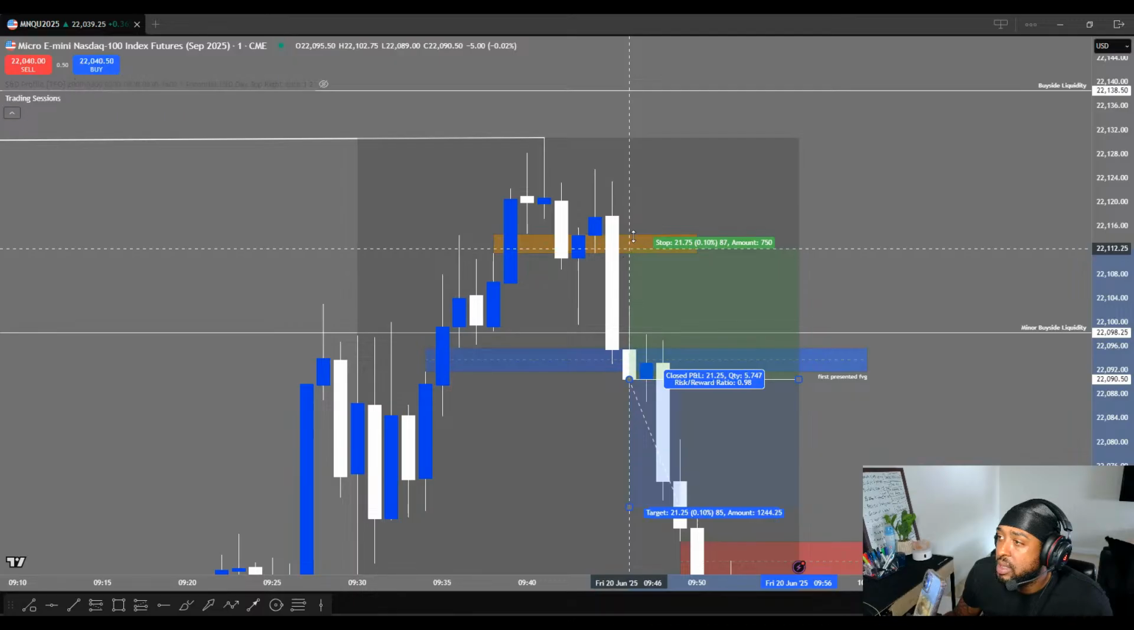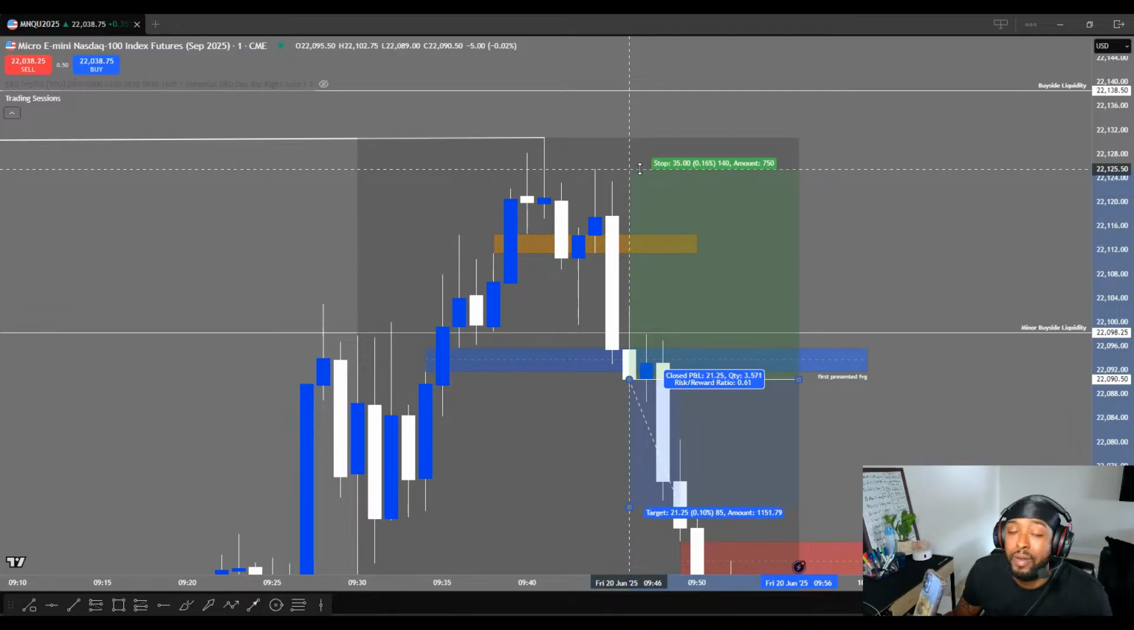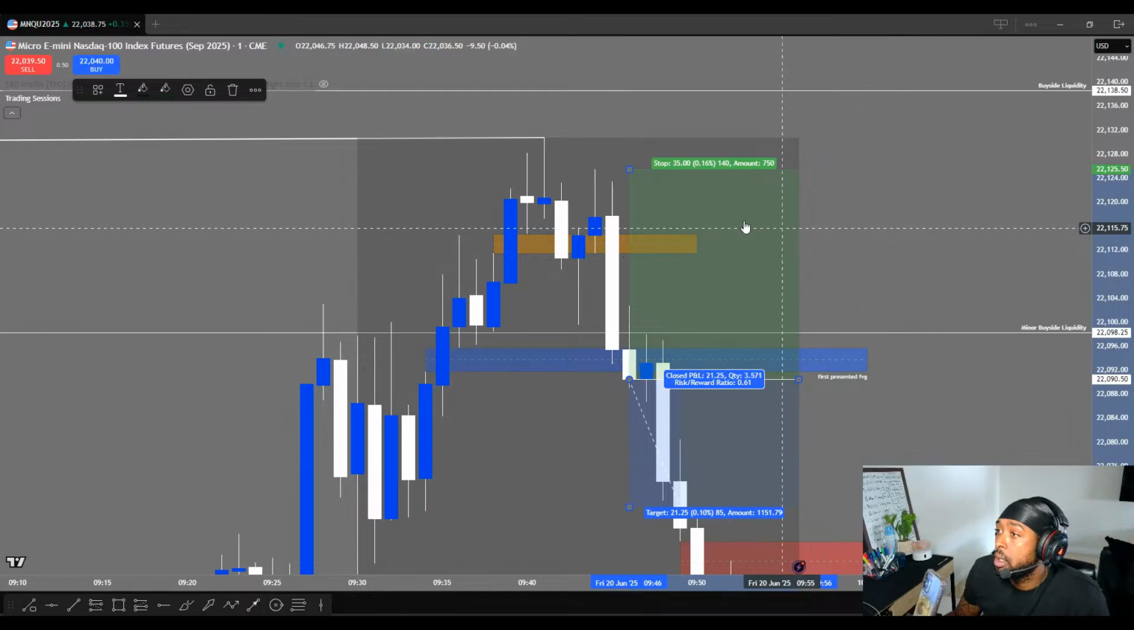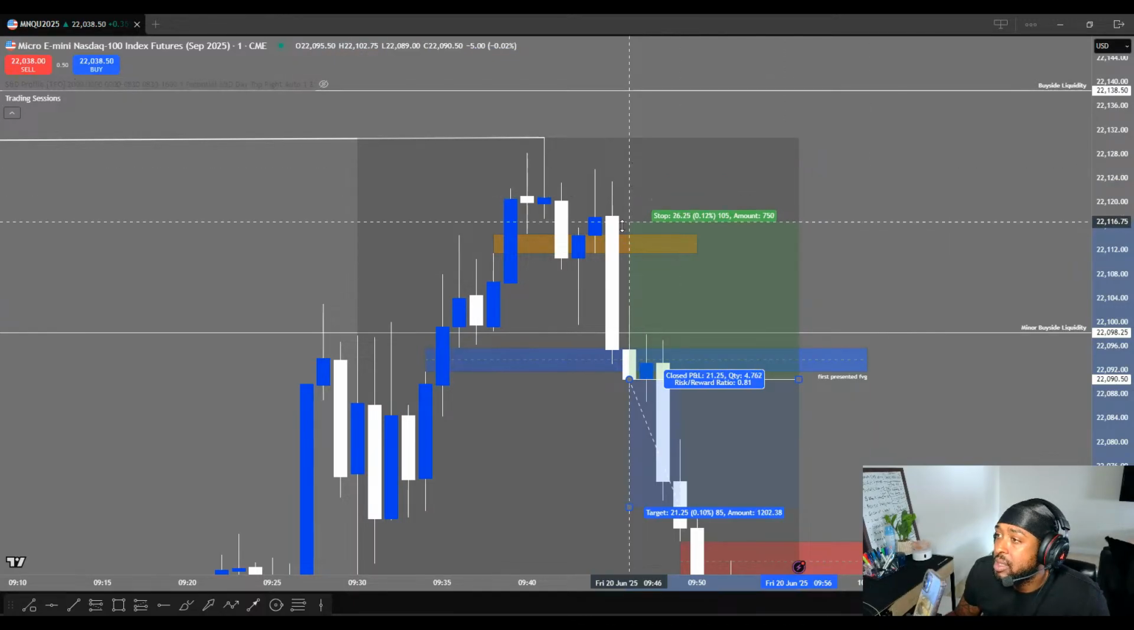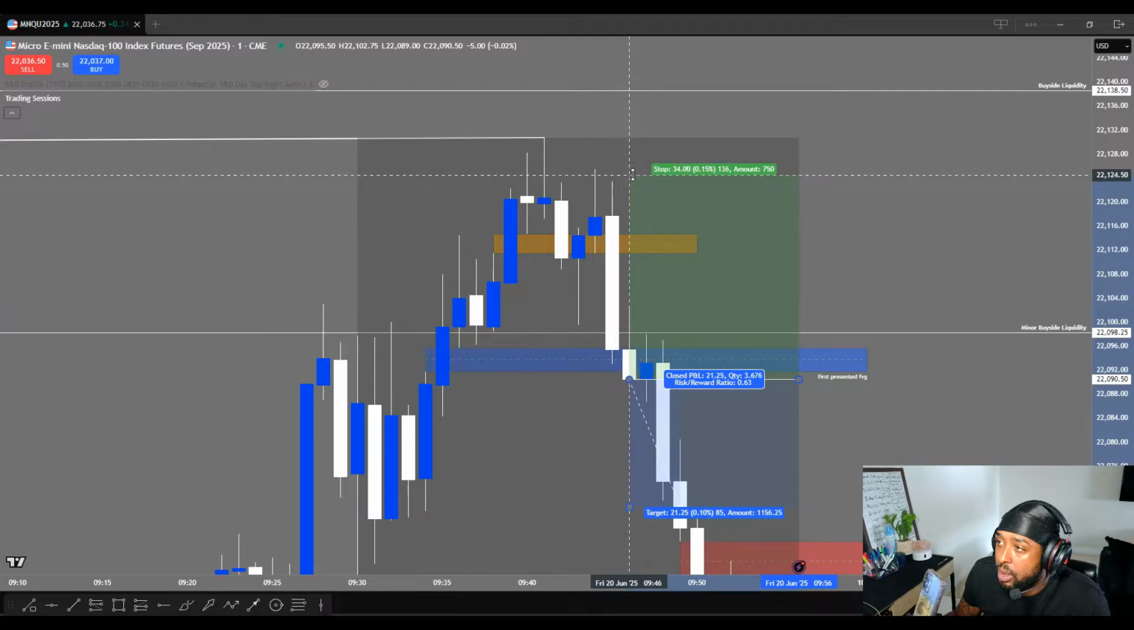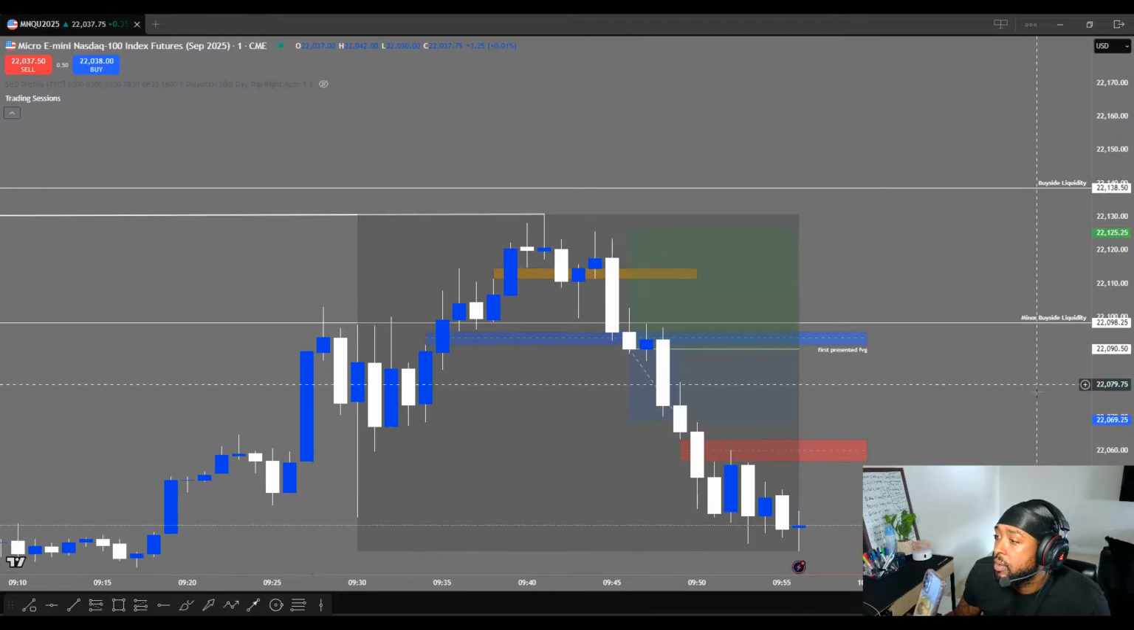But my stop probably would have been at that. Damn, this is 35 points. 35 points is a lot. Or you could have put it, because I don't like to put my stops above inefficiencies. I hate putting my stops above inefficiency. So that's why I like putting them around here. So it would have been 35.